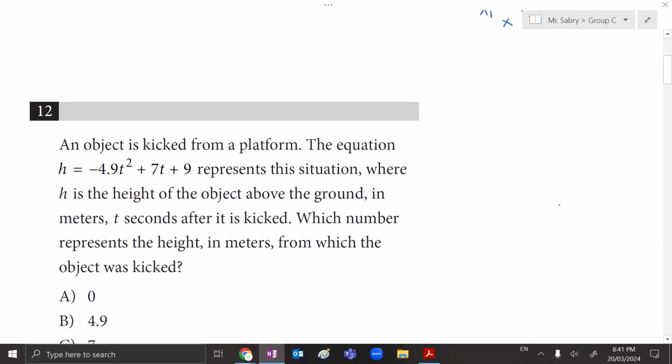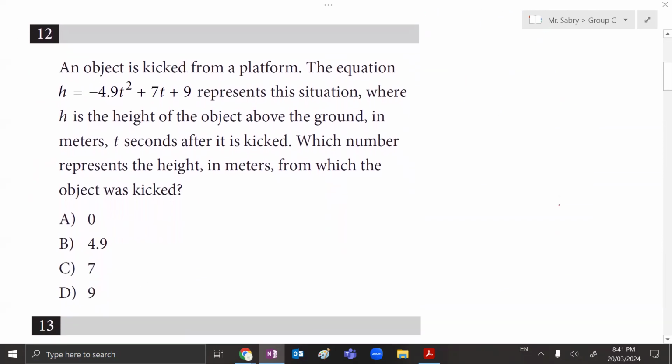Okay, moving to number 12. An object is kicked from a platform. The equation represents this situation, where h is the height. That's the important thing to notice. Every letter, what does it represent? H is the height, t is the seconds. Which number represents the height from which the object was kicked?